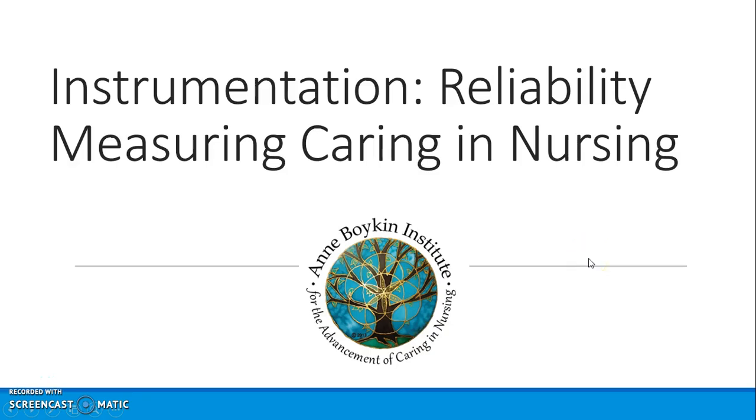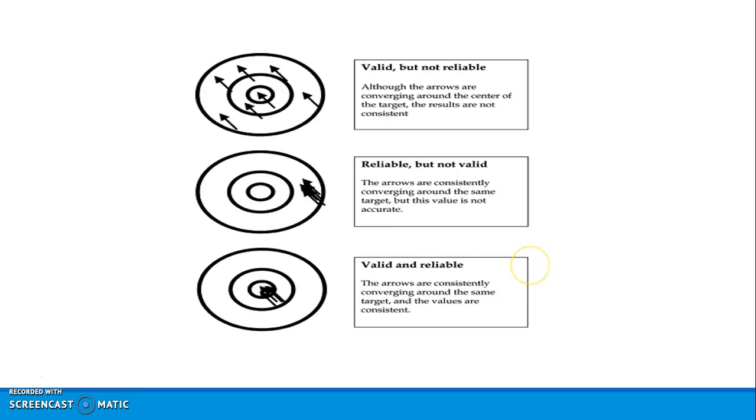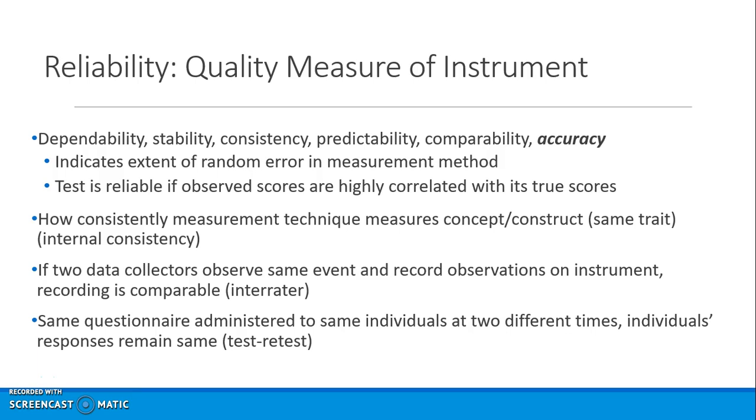This set of slides continues a series on instrumentation, in this case reliability in relation to measuring, caring, and nursing. So first of all, you have to think about how instruments are valid but not reliable, reliable but not valid, and valid and reliable. Obviously, the bottom bullseye is the best, and these images and the images throughout were obtained from Google Images. So reliability has to do with the quality of a measurement.